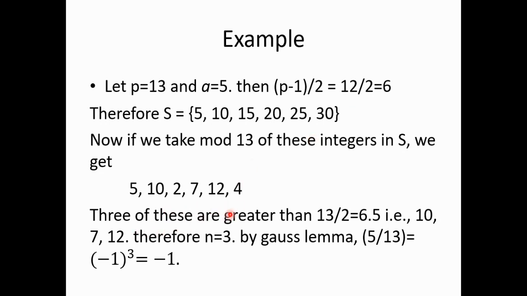So, 3 of these are greater than 13 upon 2. 13 upon 2 is 6.5. So, let us check what are the values which are greater than 6.5. So, 10, 7 and 12. They are greater than 6.5. Therefore, n is equal to 3 because they are 3 in number: 10, 7 and 12. So, n is 3. That means by Gauss lemma, this Legendre symbol 5 upon 13 has value minus 1 to the power 3, which is minus 1. So this is the method which is given in Gauss lemma.